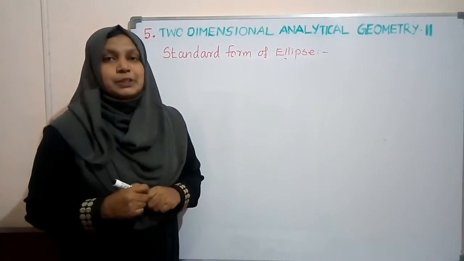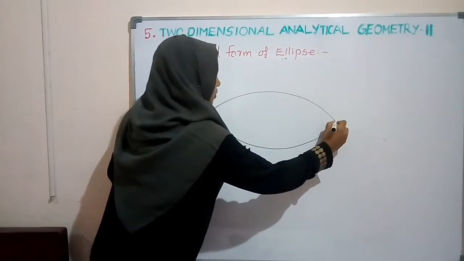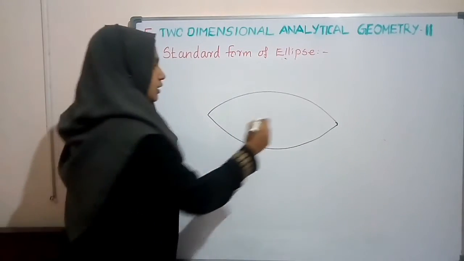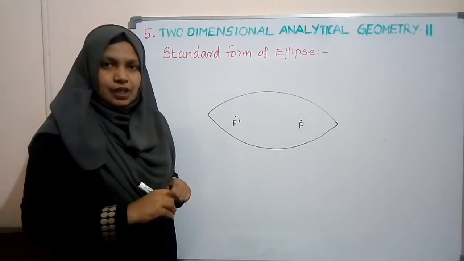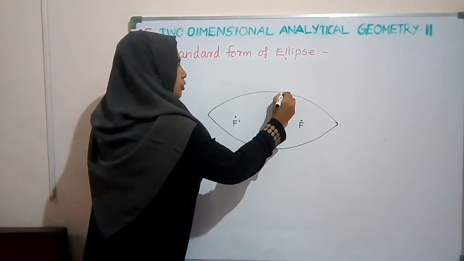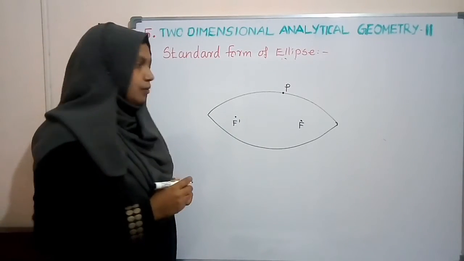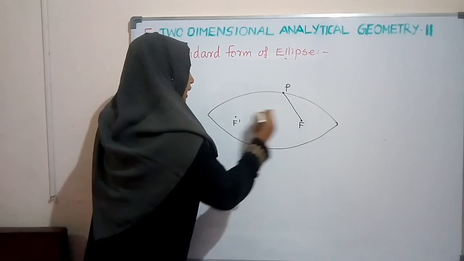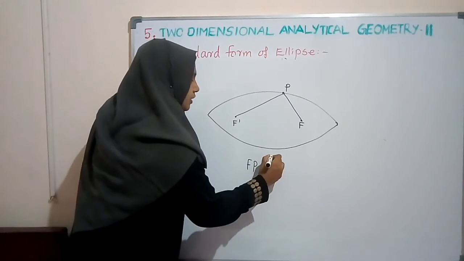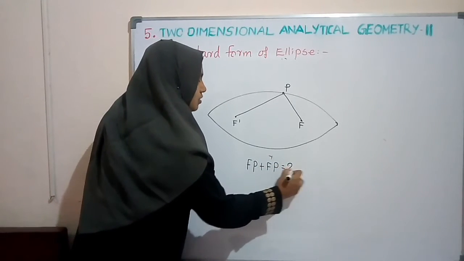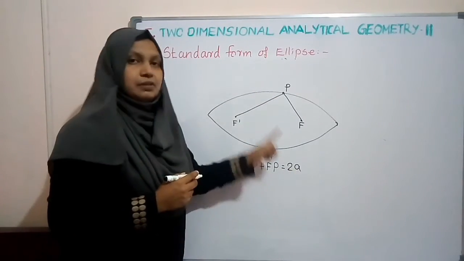Now we have one more property for the ellipse. Consider one ellipse. Now the two foci of this ellipse, I marked as F and F dash. Now consider one moving point anywhere on this curve. I marked the moving point as P. Now if we join FP and F dash P, the sum is always equal to the length of the major axis, that is 2a. FP plus F dash P is always 2a in an ellipse.